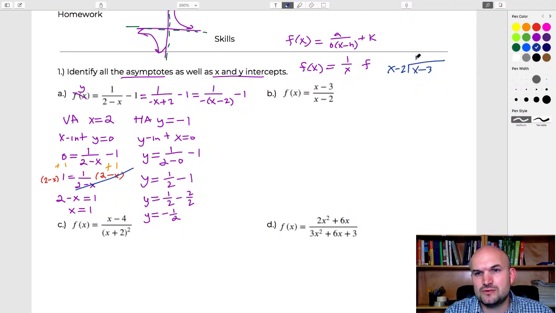x goes into x 1 time. 1 times x is x. 1 times negative 2 is a negative 2. I will subtract. And I did this in my class just so students can get used to it. This would be a negative 1.